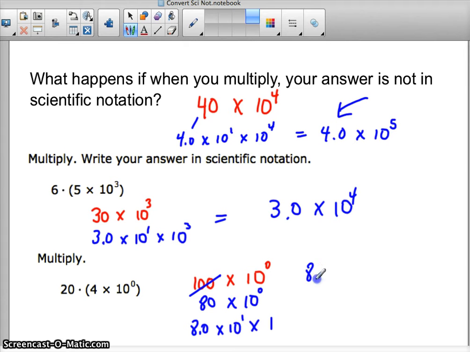So then we would say that is 8 times 1 times 10 to the 1st, and your final answer is 8.0, or just 8, times 10 to the first, because anything times 1 is just itself. Okay, let's stop there and have you try some practice problems on the back of the paper.